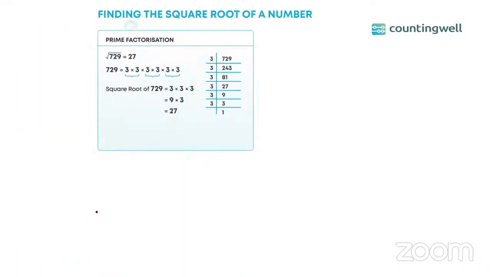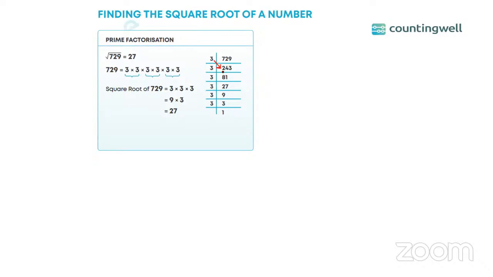Let us see how to find the square root of a number. To find the square root of a number, we first prime factorize the number. Prime factorization is nothing but writing the number as a product of prime factors. To find the prime factorization of any number, we use the division method here. You can use the factor tree method as well. So you can see for the prime factorization here, we have used the division method.